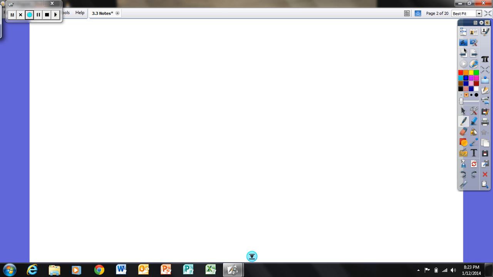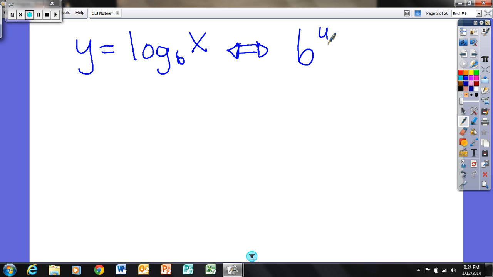How we do that is that when we have a log function, y equals log base b of x, that's really the same as, so I'm going to put an arrow going both ways, b to the y equals x. And we're going to do a couple of examples so you can see how this happens.